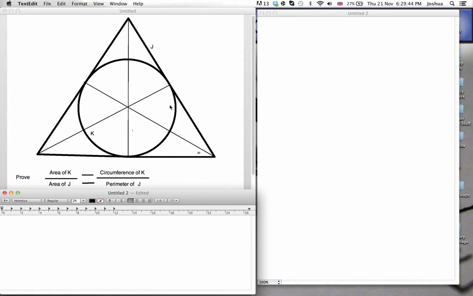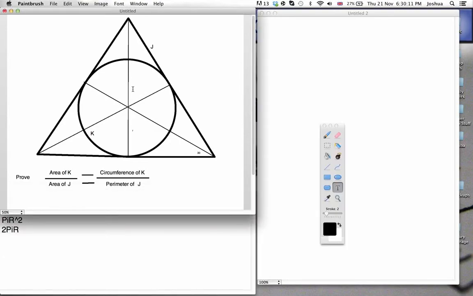Now let's get something straight. What is the area of K? Pi R squared. What is the circumference of K? 2 pi R. That should be right. Now, we don't know what the area of J is, but let's do some trigonometry to work this out.